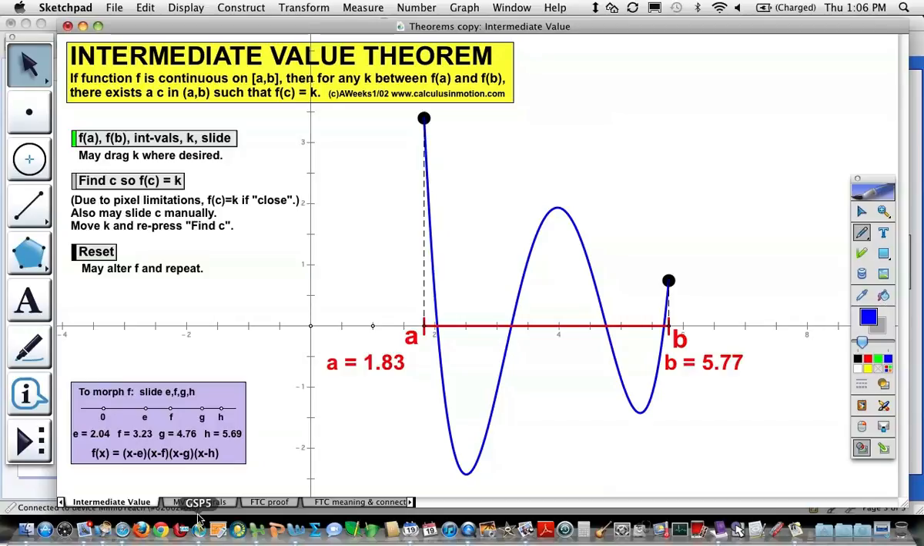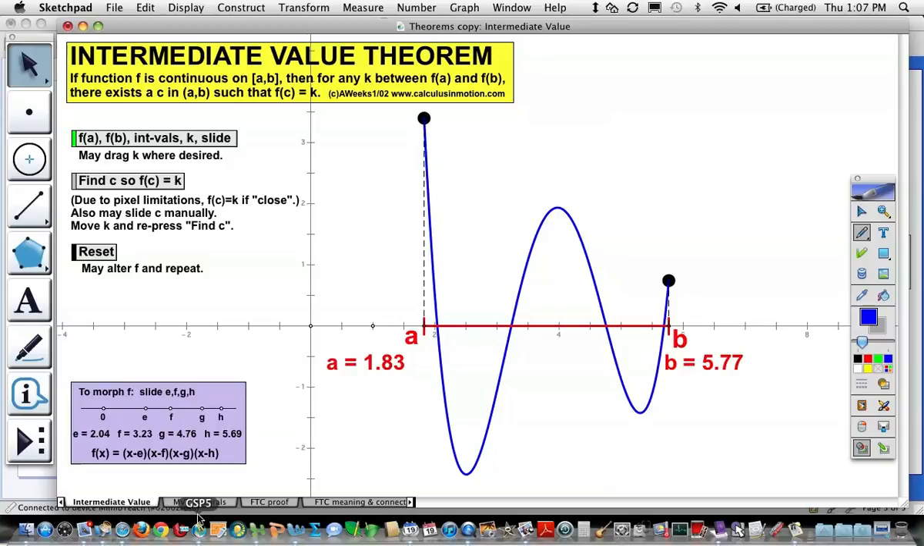Okay? First part's easy, the conditions are easy, but then what are we saying? For any k between f(a) and f(b). Now let's think about this. What does f(a) mean? It's the y value at the starting point, at the left endpoint a. And f(b) is the ending y value. So in this picture, it would be the two big black dots.